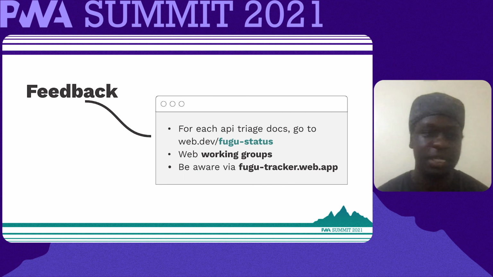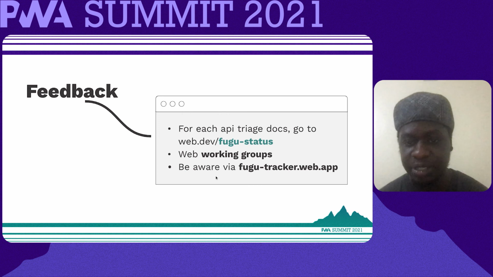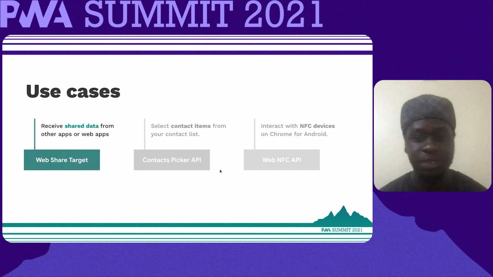Another important website that has been developed is fugutrack.webapp, that allows you now to have a very direct interaction with the stages and the development processes of these specific APIs from the beginning to the end. And that's how you can always go and contribute by raising issues, or just providing general feedback to them.